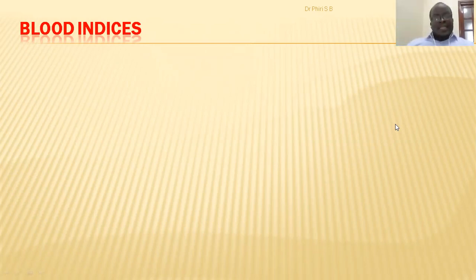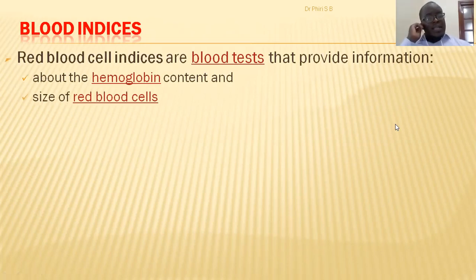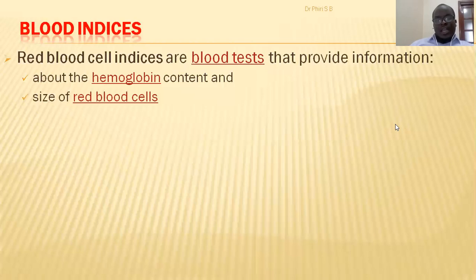So what are blood indices? How can you define blood indices? These red blood cell indices are blood tests that will provide information about the hemoglobin content, how much hemoglobin these red blood cells have. And you're also looking at the size of red blood cells. Are they big? Are they small? So when you have your blood indices well calculated, they will give you the information about the hemoglobin content and the size of red blood cells.